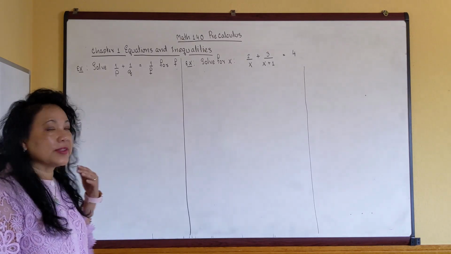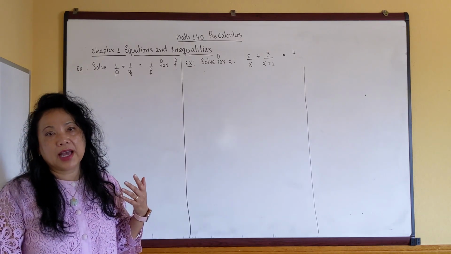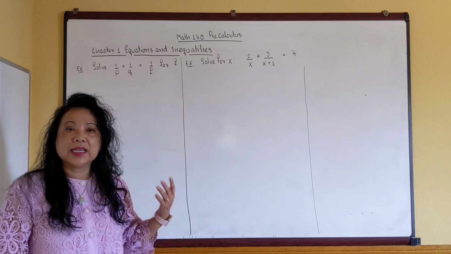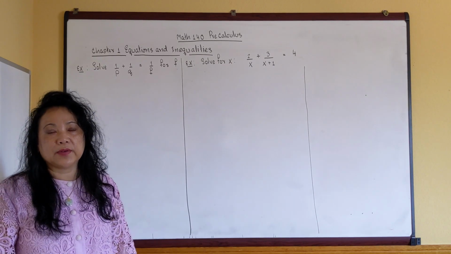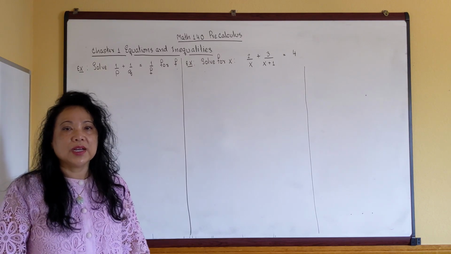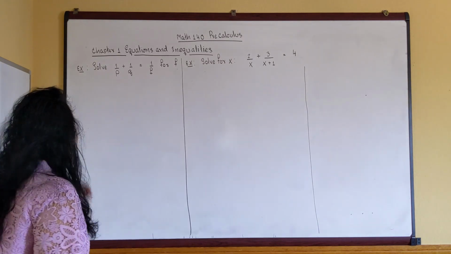So we're going to solve for the unknown. Usually we call it x, but it doesn't have to be x. It could be linear, quadratic, or any other type. It could be in radical or absolute value. So let's look at the first example.